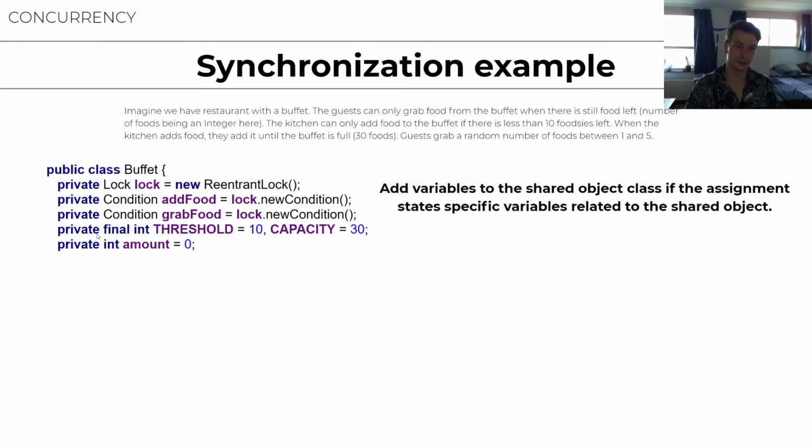So I added private final integers, threshold and capacity, because the kitchen adds food until it's full, and the capacity is 30. And then I also added an integer, which basically is the current amount of food at the buffet.